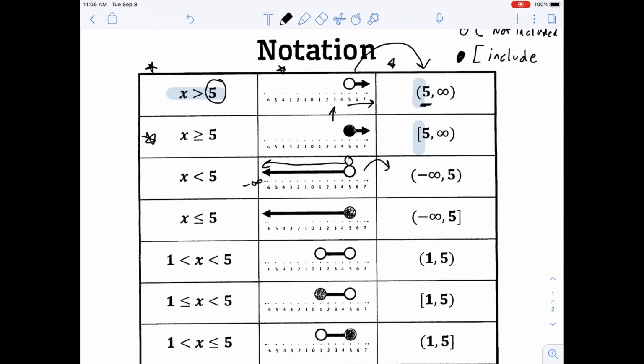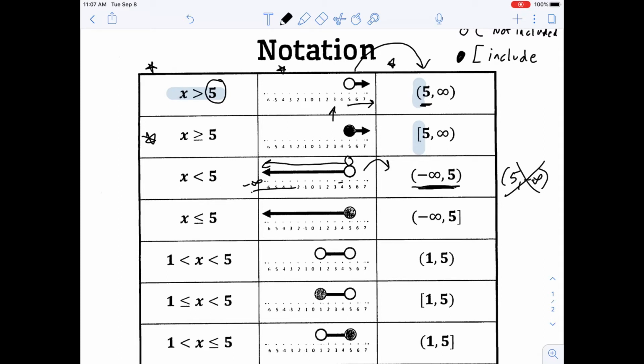That's where we're starting. Remember, it has to go from least to greatest. So we're starting from negative infinity and going all the way up to 5. That's what this tells us right here. We're going from negative infinity, of course with a parenthesis because you can't include it, and it goes all the way up to 5. You cannot switch it. You cannot say 5 comma negative infinity.